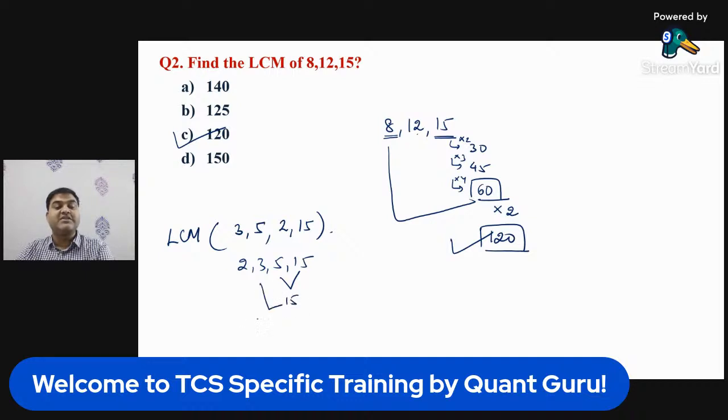3 and 15, what is the LCM? Again, 15 is the LCM. 2 and 15, what is the LCM? So the LCM of 2 and 15 is going to be 30, and 30 is the LCM of the given numbers. Okay, got it? Let's move to the next one.